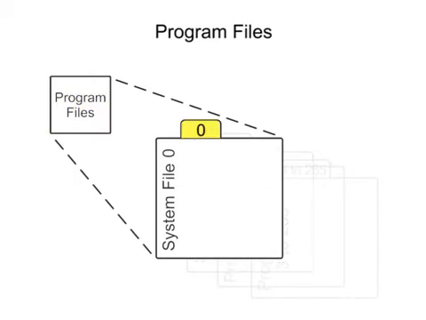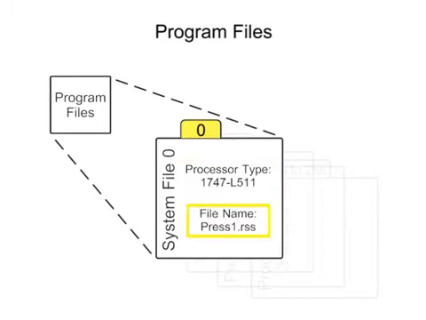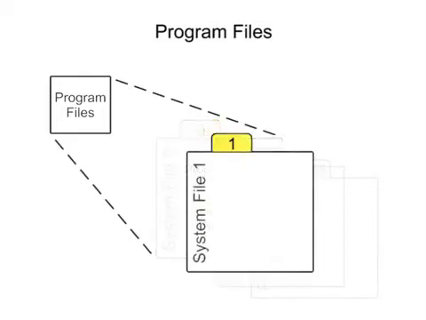System file 0 stores information related to the system and information related to user program such as processor type, processor file name, and password. System file 1 is a reserved file. It is not accessible to the user. It is reserved to be used by the processor.